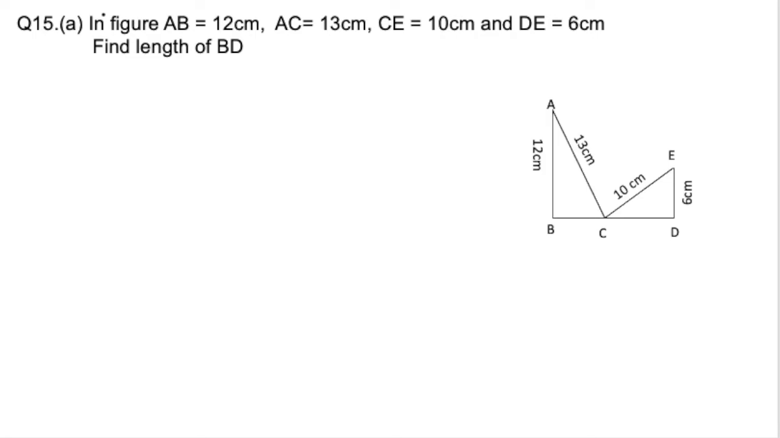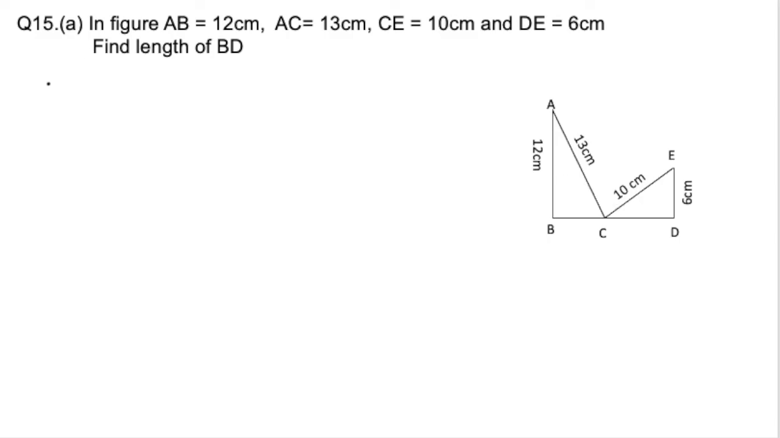In this figure, AB is given as 12 centimeters, AC is given as 13, CE is given as 10 and DE is given as 6 centimeters. We need to find the length of the base BD. So clearly, in this case, we can divide the whole figure into two right-angled triangles.